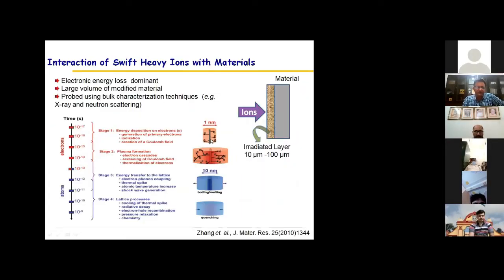So you can see this type of defect is created in this type of material, and the damage zone size is of the order of a few nanometers. That damage zone is known as an ion track. So we have created this in this material like that one.